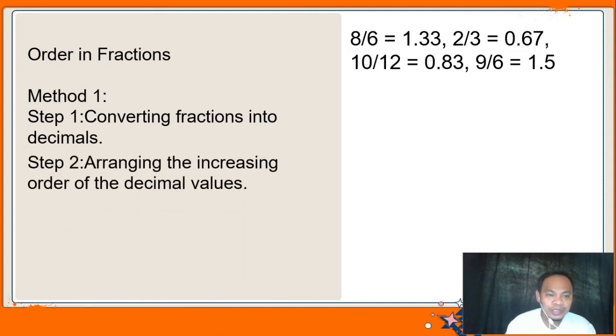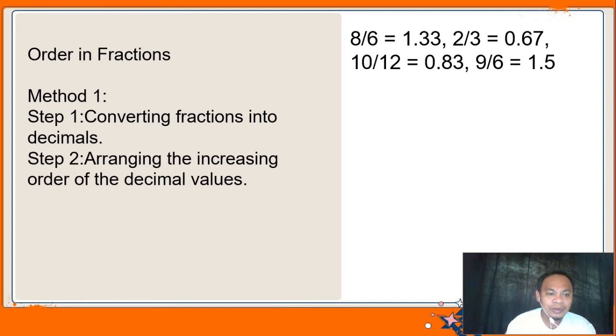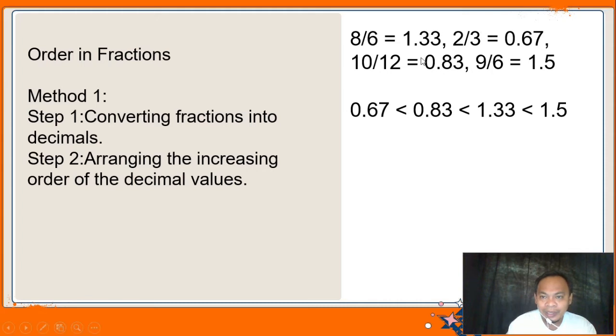Okay, so for step 2, arranging the increasing order of the decimal values. So, i-arrange po natin yung increasing order sa ating decimal. Increasing means from smallest value to the largest or highest value. So, ito na po siya. Based sa results ating decimal, si 0.67 yung pinaka-lowest po natin, followed by 0.83, then followed by the 1.33, and the highest value is 1.5.